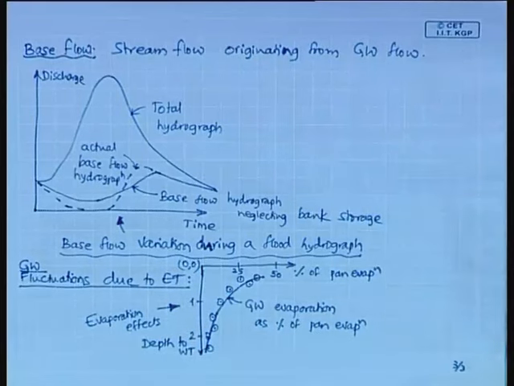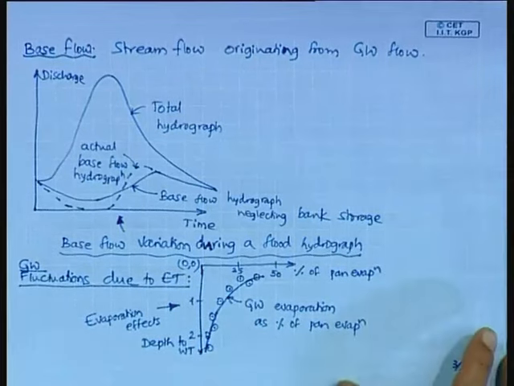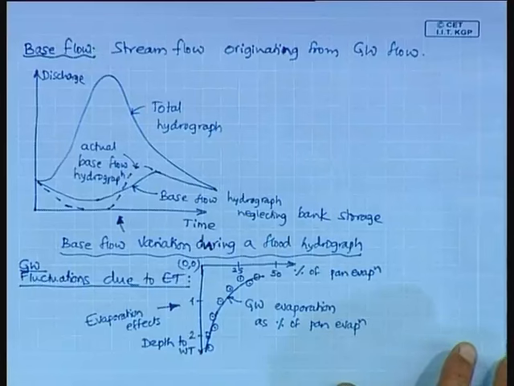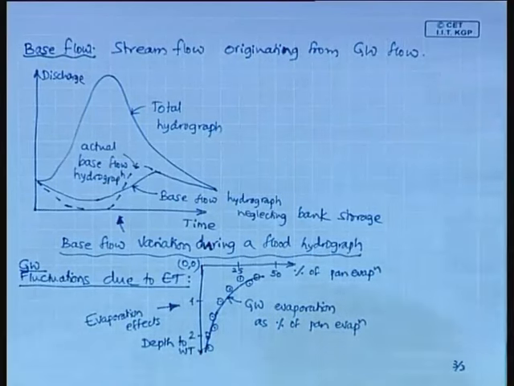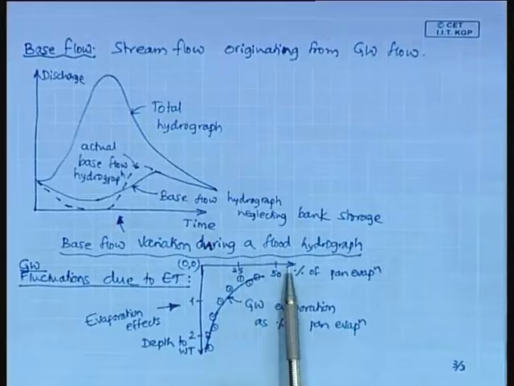So, this is how the groundwater fluctuates due to the effect of evaporation. The effect is significant in the groundwater layer at the top, that means from the surface to say 0.45 to 0.5 meter below the ground, and below that the fluctuation of groundwater level due to evaporation will be significantly less.